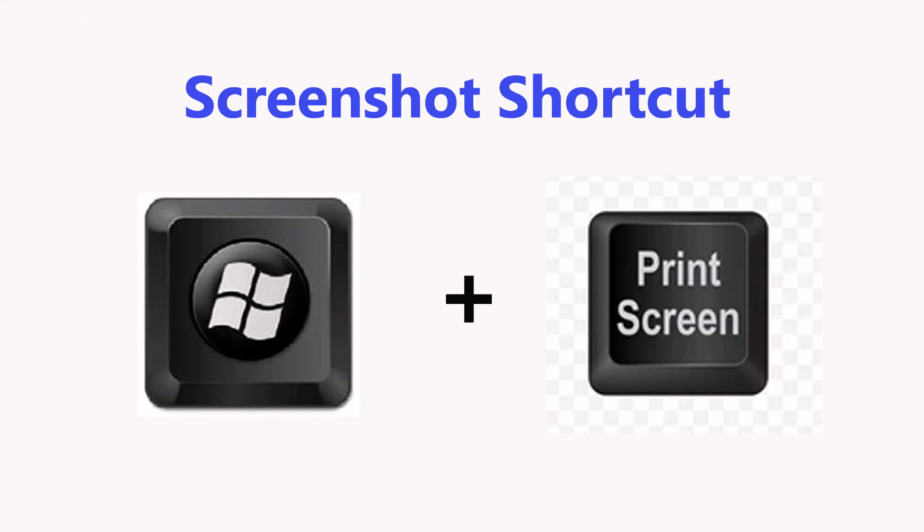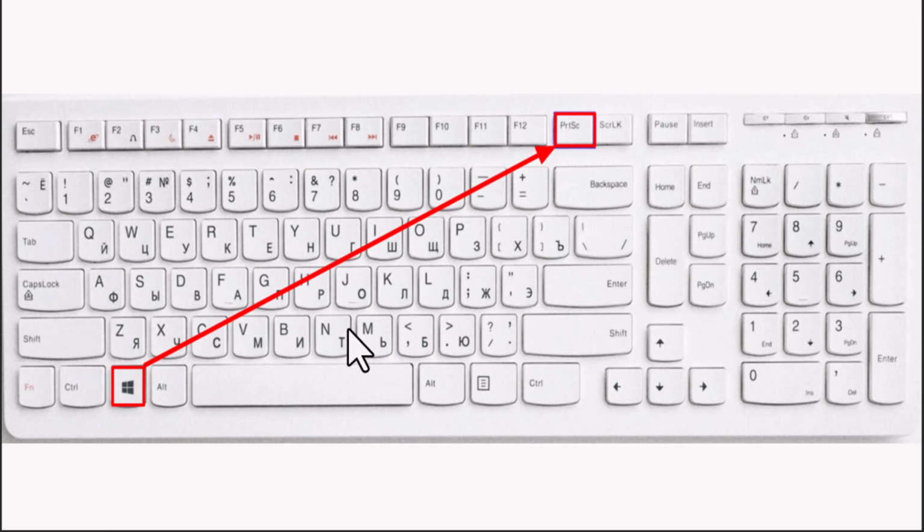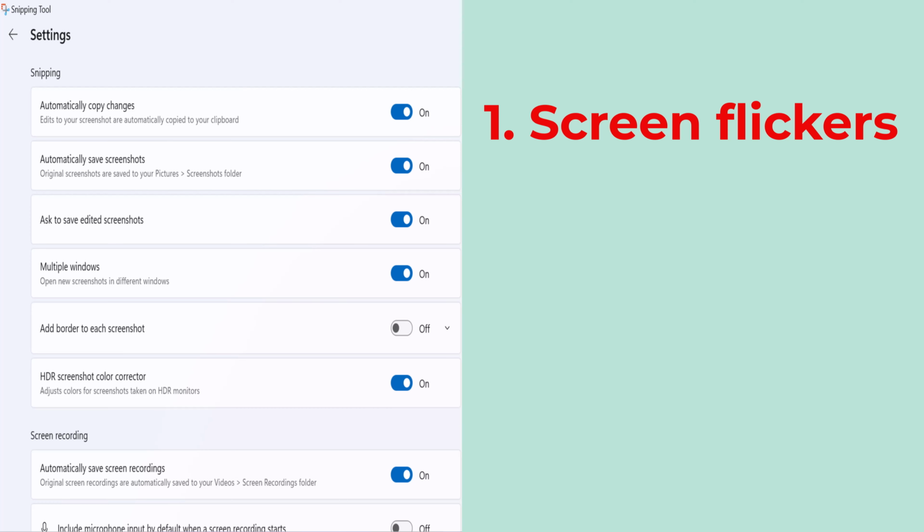First, let's start with the fastest way to take a screenshot of everything on your screen. And that's to hold down the Windows key and press the Print Screen button. When you do this, 3 things happen. Number 1, you're going to notice that your screen flickers a bit, which is a sign that something is happening.